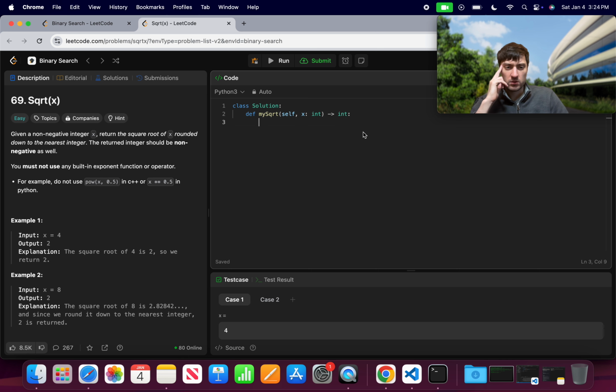So the square root is asking what number times itself is equal to that number. So if I have 10, I'm asking what number times itself is equal to 10. Okay, so that's the fundamental question that I'm asking for square root. How do I apply that here?